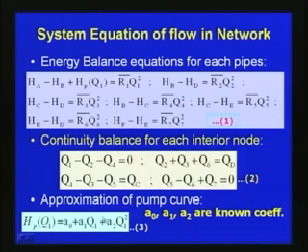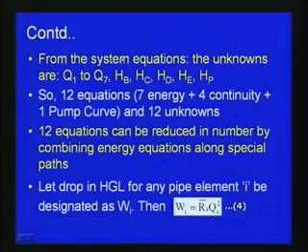So, this equation corresponds to the pump curve. Now all the equations are written here with respect to the energy balance equations, the continuity balance and the pump equation. Here we can see that the unknowns are the discharge through each pipe. We have 7 pipes, so Q1 to Q7: Q1, Q2, Q3, Q4, Q5, Q6, Q7.